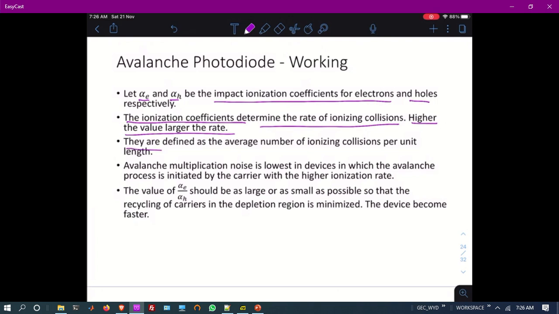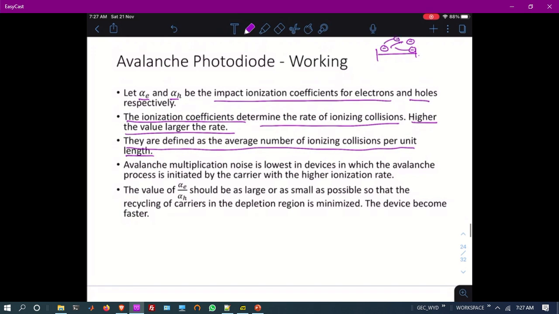And they are defined as the average number of ionizing collisions per unit length. So, if you take a unit length of your region, if one electron can produce, let's say, two electrons, then you say the alpha E is 2. If it can produce three electrons, then you say the alpha E is 3. Three electrons means first the electron will hit one atom, it will create one electron. That electron will hit another atom, which will create another electron and it goes on, till before it reaches the external circuit. Avalanche multiplication noise is lowest in devices in which the avalanche process is initiated by the carrier with the higher ionization rate.